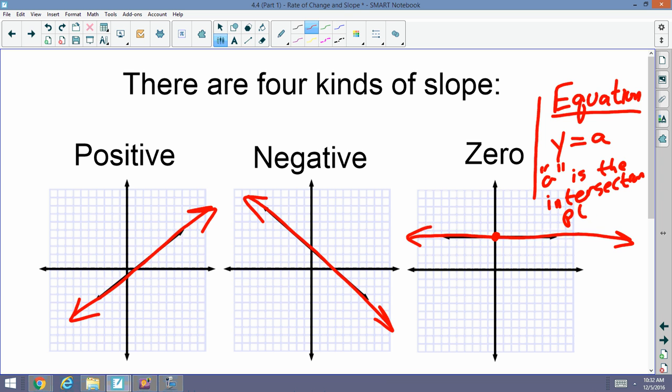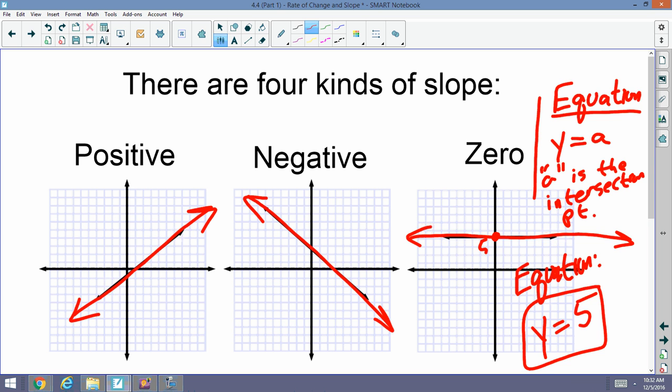So in this particular case, this is 1, 2, 3, 4, 5. This is going through the 5. So my equation, not the slope, guys, I need you to understand this. The equation would be y equals 5. So whenever you have a zero slope, and they tell you that it goes through a particular point, the equation is y equals the particular y value that it happens to go through.